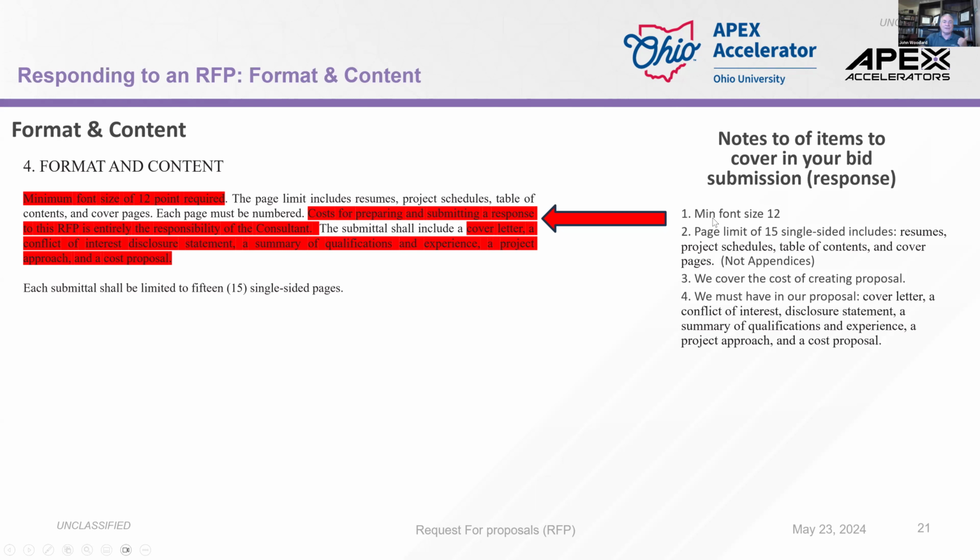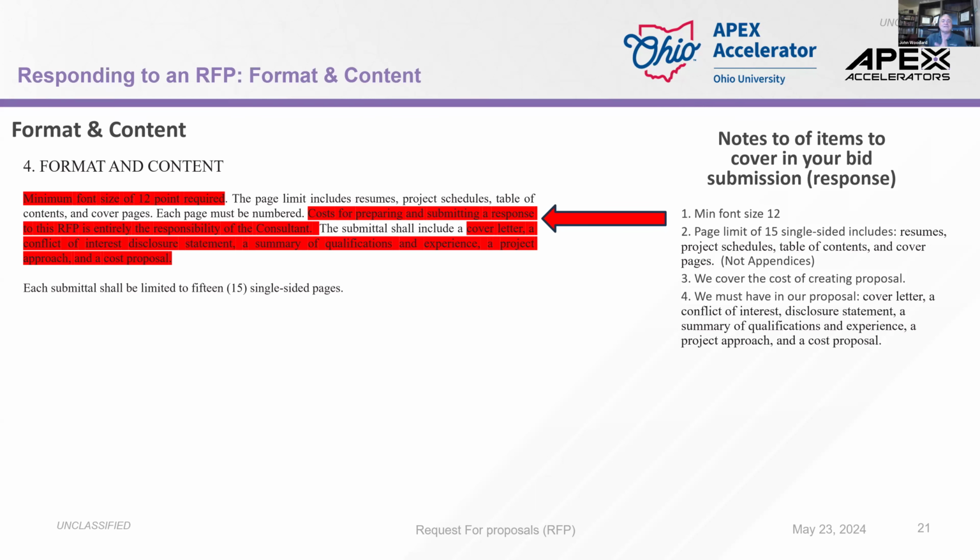You have a minimum font size of 12. You have a page limit of 15 single-sided pages. And that includes your resume, your project schedules, your table of contents, and cover pages, not the appendices. That's going to be your ace in the hole. And to cover the cost, and that you must have in your proposal a cover letter, a conflict of interest disclosure statement, and all that. If you deviate from any of that they just put down, you're disqualified.